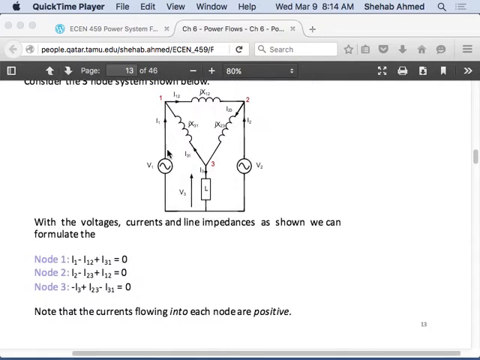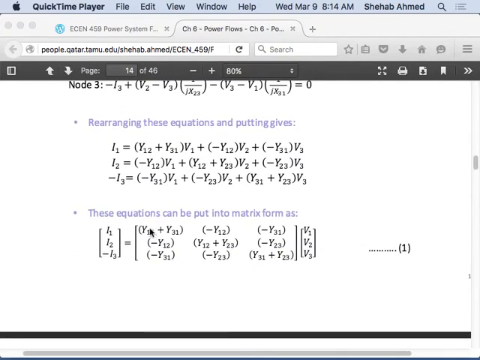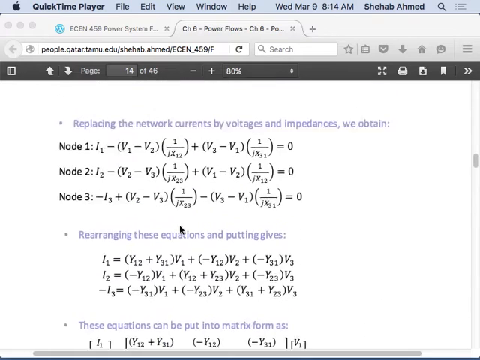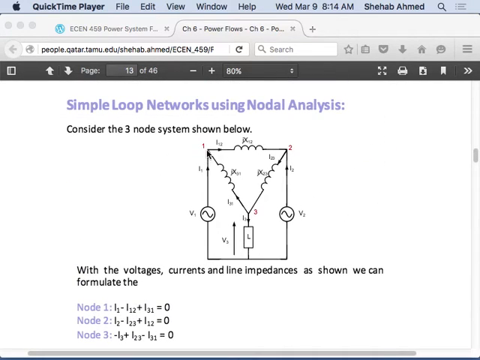So if you go down here, you will see Y11 is Y12 plus Y31, so the admittances connected to bus 1. Yes, sir. Are these admittances imaginary or complex?